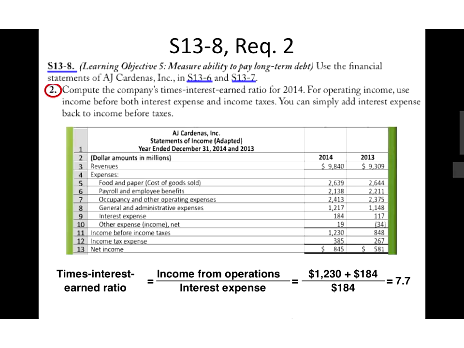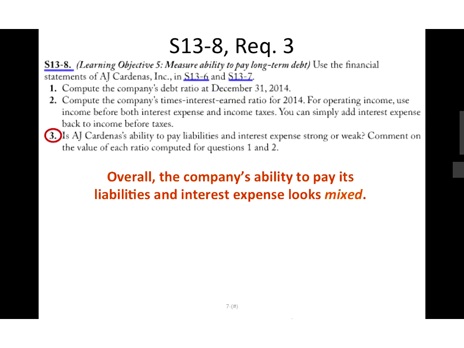Okay, so the last question on this homework is, how does their ability to pay debt look? Well, the answer is that their ability to pay liabilities and interest expense is mixed because the debt ratio was pretty high. The debt ratio was 80%. That's a pretty high percentage. But on the other hand, the times interest earned was 7.7, which is pretty strong. So we can't draw a strong conclusion here. We would say it's mixed because we've got some of both here.